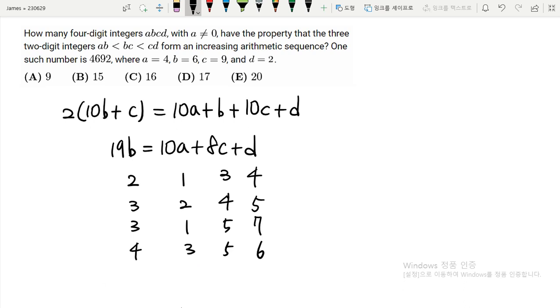So let's decrease the value of A to 2. So I'm going to write here on the right. So if B is 4 and A is 2, what will be the value of C and D? Let me write like this. Yep, that's possible. That's one case.